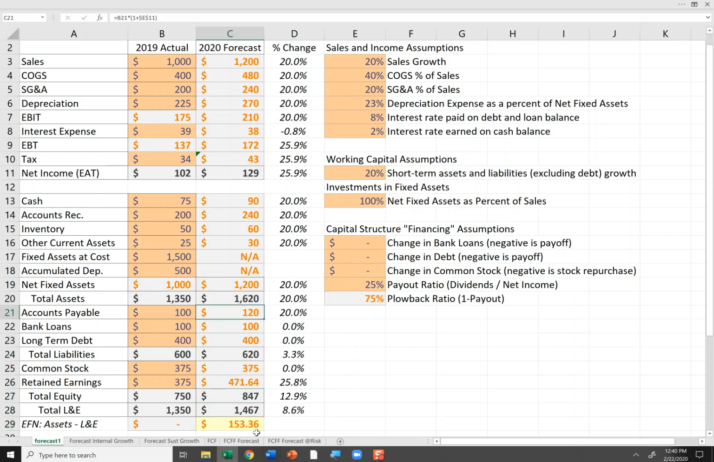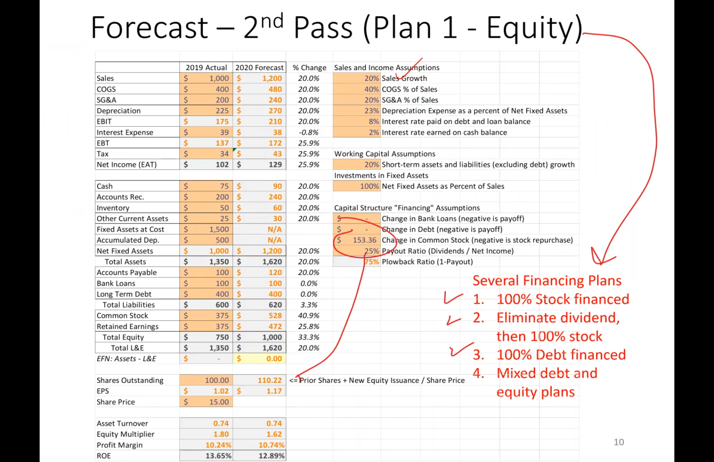So let's talk about different ways in which we could finance this growth. We're going to look at 4 different plans. One is, what if we finance this EFN, this external funds needed, 100% with issuing new stock? Then we'll look at eliminating the dividend and 100% stock. Number 3, we'll look at 100% debt financing, and then we'll do some kind of mixed plan between debt and equity. So let's go ahead and do a total financing using the first plan of using stock.